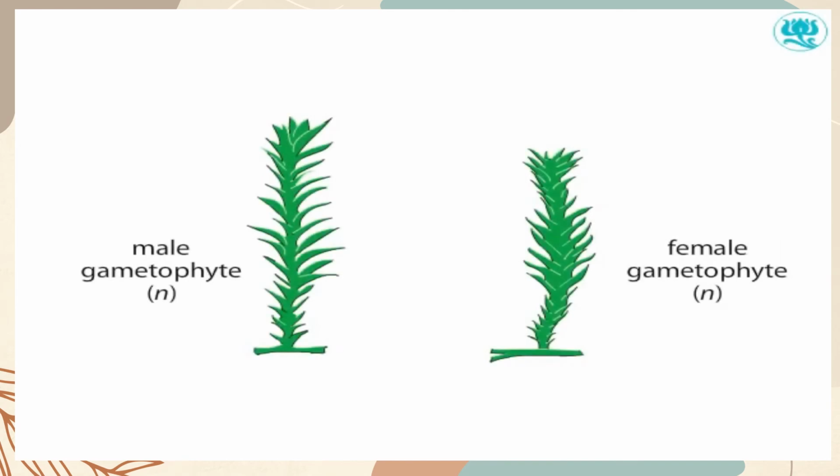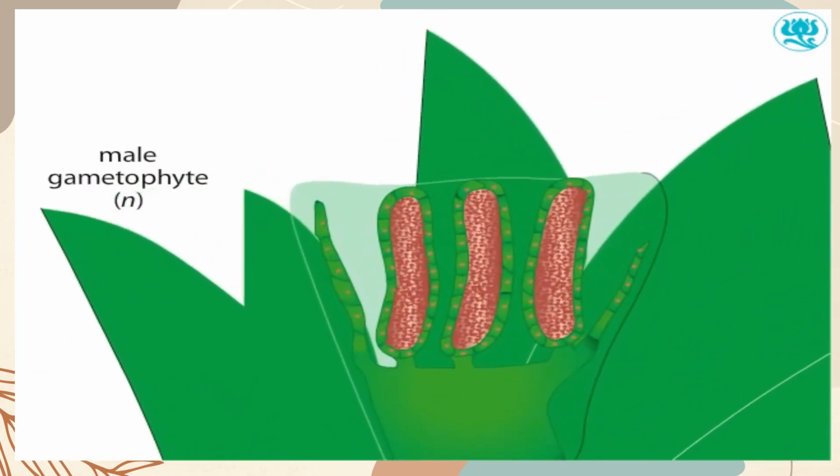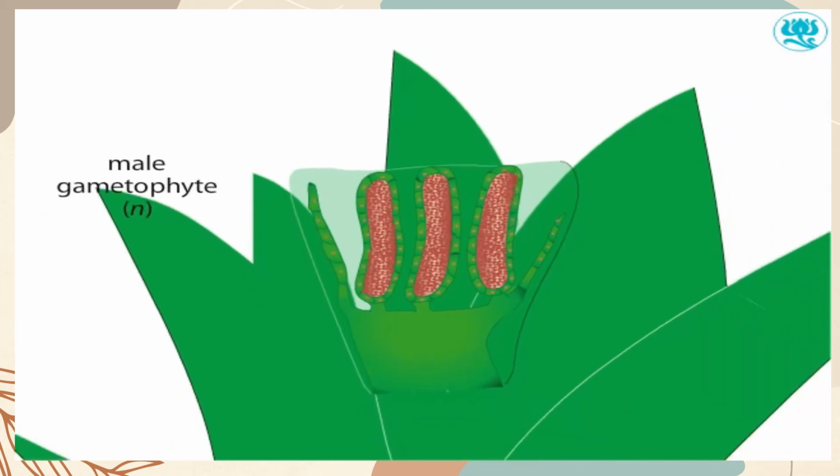A moss, like all other plants, undergoes a complex life cycle in which the generations alternate between haploid and diploid forms. The most familiar form of the moss is the leafy haploid form, called the gametophyte. Gametophytes are either male or female. The male gametophyte produces male gametes, sperm, inside reproductive structures called antheridia. The haploid gametophyte produces these haploid sperm by mitosis.